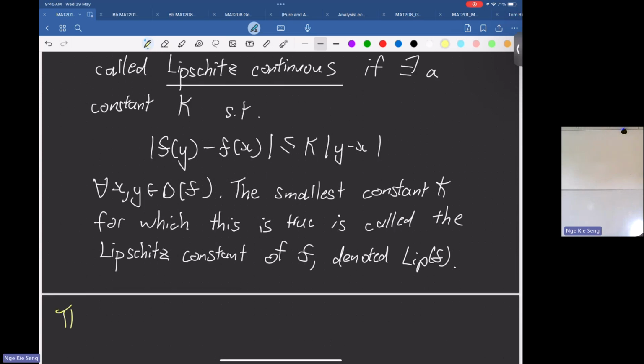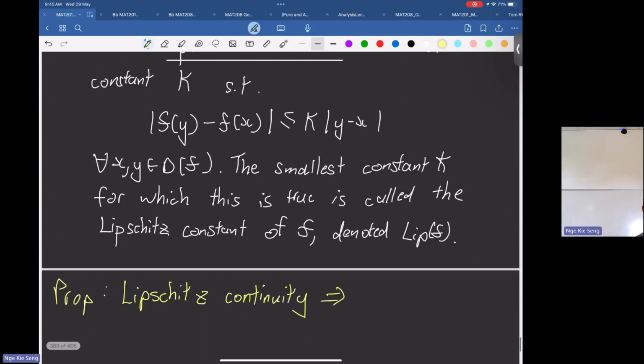Okay, so here, proposition: Lipschitz continuity implies continuity. How about uniform continuity?